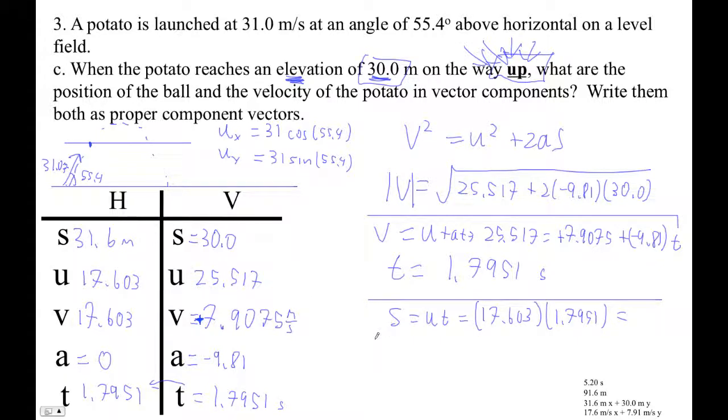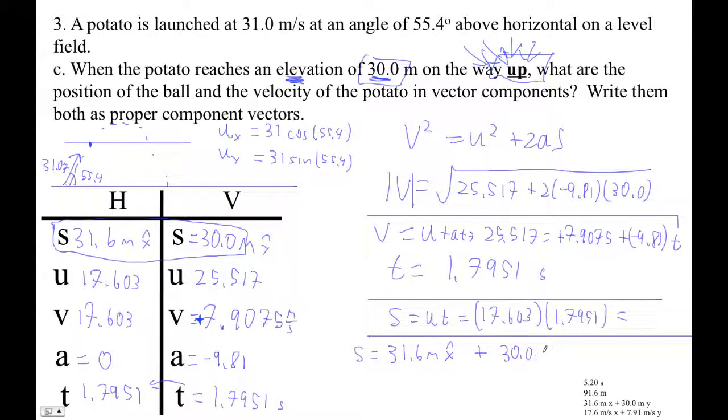Now it says write them as proper component vectors. So let's take the time to do that. My displacement is right here. All we've got to do is round that properly to the right sig figs. This is in the x direction and that's in the y direction. So my position is 31.6 meters over in the x direction, plus 30.0 meters in the y direction. Notice how it's easy when they tell you a position, because that is one of our answers. And then our velocity is right here.